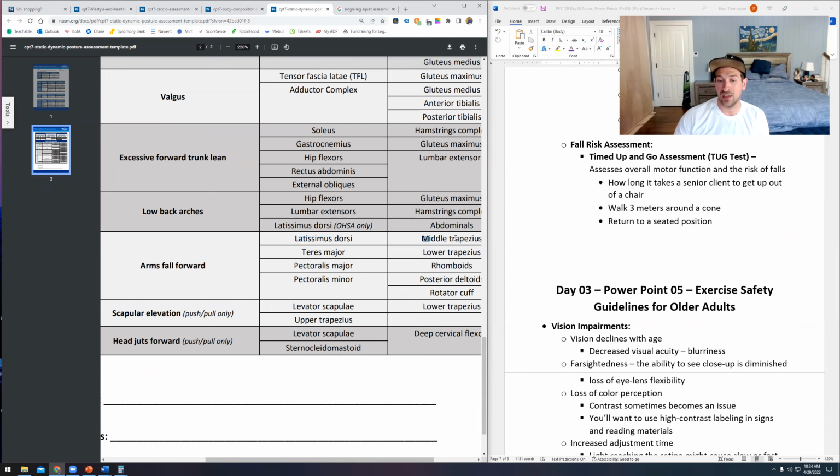And then I need to strengthen their middle trapezius. So I'm going to get that through rows, right? I need to strengthen their lower trapezius. I'm also going to get that through rows, but I'm probably going to do maybe a low row, right? I need to get their rhomboids, again, rows, right? And I'm going to get their posterior deltoid, maybe like a reverse fly. And I need to get their rotator cuff. So external rotations. If I do all that, it's going to fix the arms fall forward, right? So there's my list of exercises to prioritize. A lot of upper back work, right? And there's my exercises to stretch and foam roll.